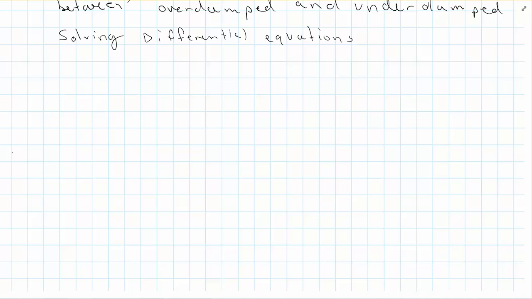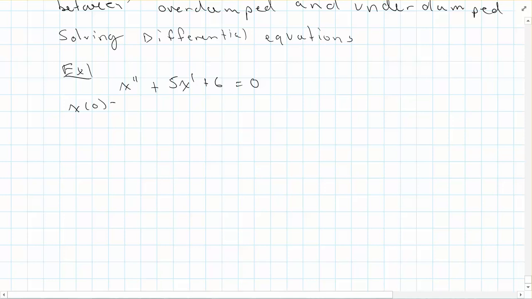Alright, so what do we have here? Well, let's look at an example. So I'm just going to have x double prime plus 5x prime plus 6x equals 0. And then I'm going to give us some initial conditions. x at 0 equals 4, and then x prime at 0 equals negative 2. Now those are just some random numbers I picked.